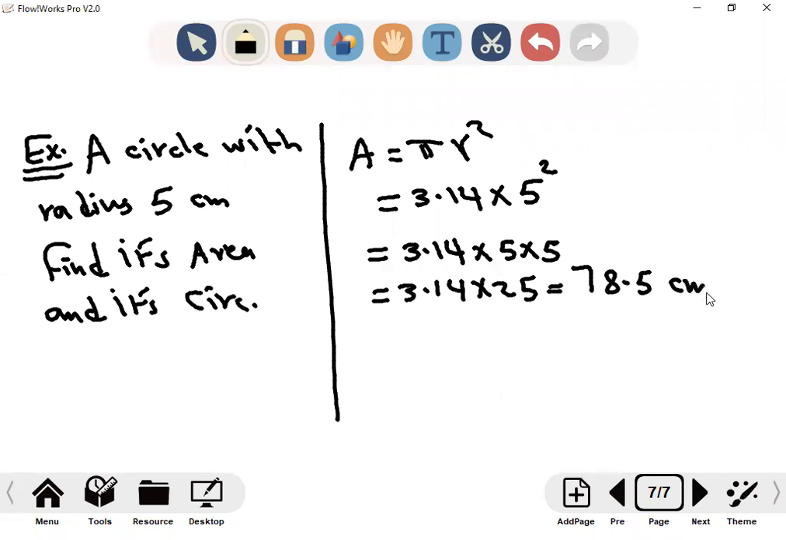78.5 centimeter square. Don't forget the square unit for the area always. Okay, Talal, do you understand now? Yeah, Mr. Thank you. Good.